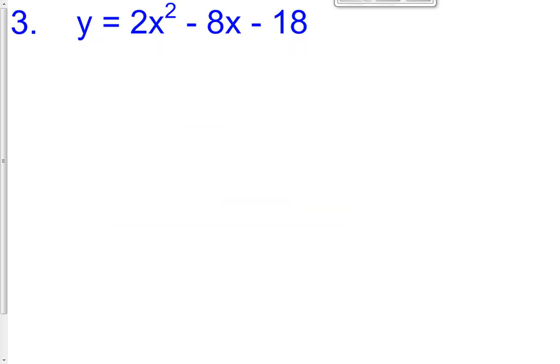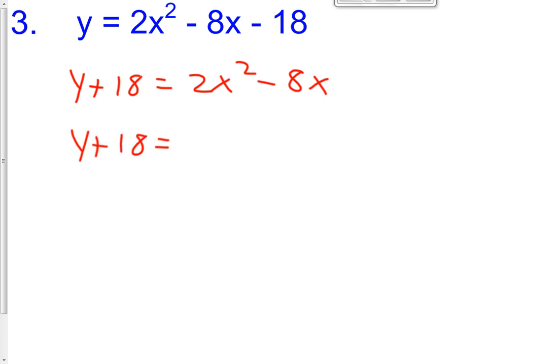Problem number 3 here, be very careful. We're going to add 18, so y plus 18 equals 2x squared minus 8x. You're not ready for your blank yet, class, because you have a positive 2 in front of your x squared. You can't have a coefficient other than 1 in front of your x squared term, so we have to factor that out in front. So we still have y plus 18 over here. We're not ready for the blank yet.